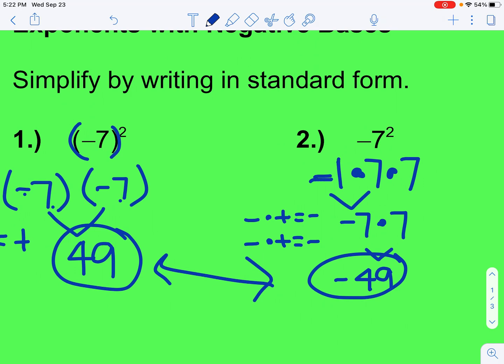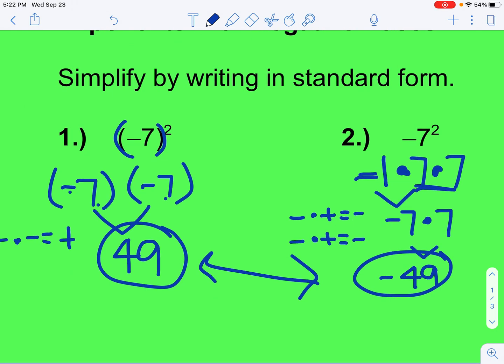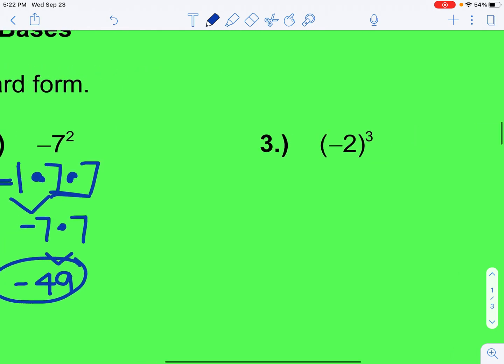Okay, so this negative sign out in front is telling me I'm taking that negative sign times my exponents. Whereas the parenthesis sign was telling me I'm taking the -7 times the -7. So I get different answers. So it's super important to remember that.